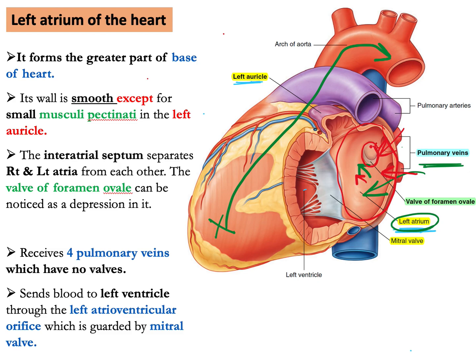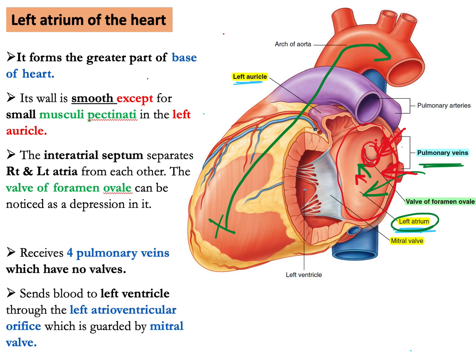It's like a depression in the interatrial septum. So also you see here the valve, as I mentioned earlier, which is like a depression in the wall. Now, further we have four pulmonary veins, two from the right and two from the left, and these veins have no valves.